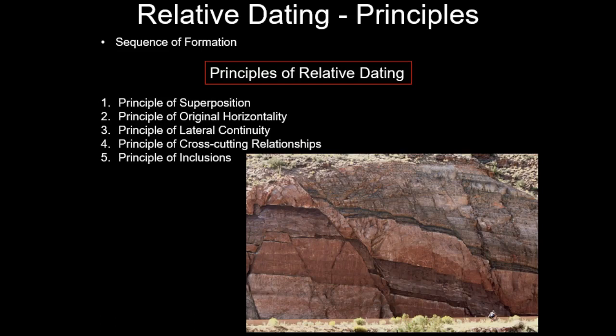All right, so we'll go ahead and start with relative dating, and we'll look at the 5 different principles of relative dating first. So the first principle that we'll cover is the principle of superposition, then the principle of original horizontality, the principle of lateral continuity, the principle of cross-cutting relationships, and finally the principle of inclusions.